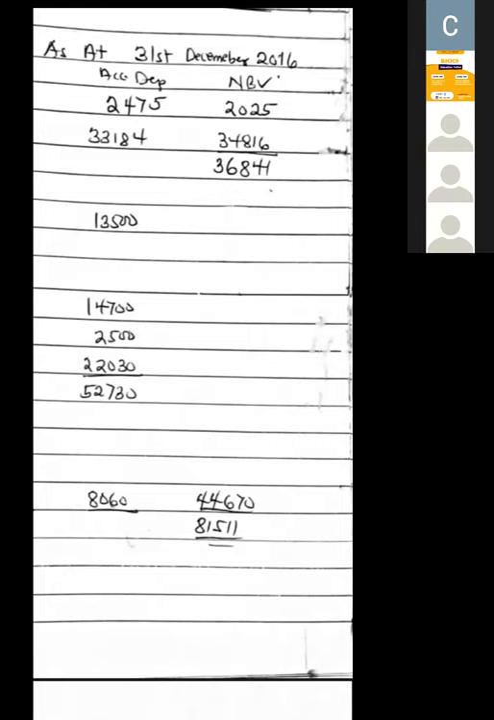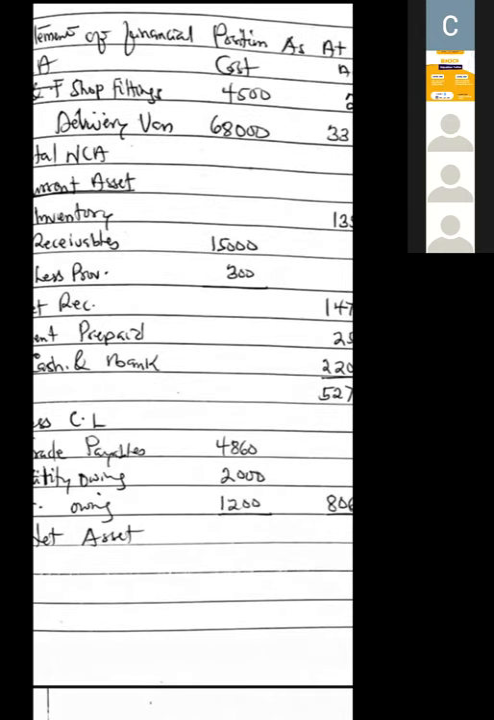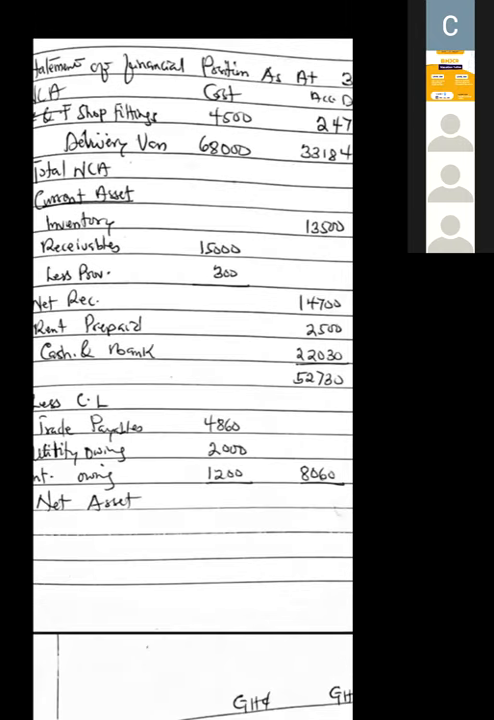And if you want to do working capital, we less current liabilities from current assets. So now we move to current assets. And our current assets, we have inventory. The figure for inventory is 13,500. All right. And then we have receivables.